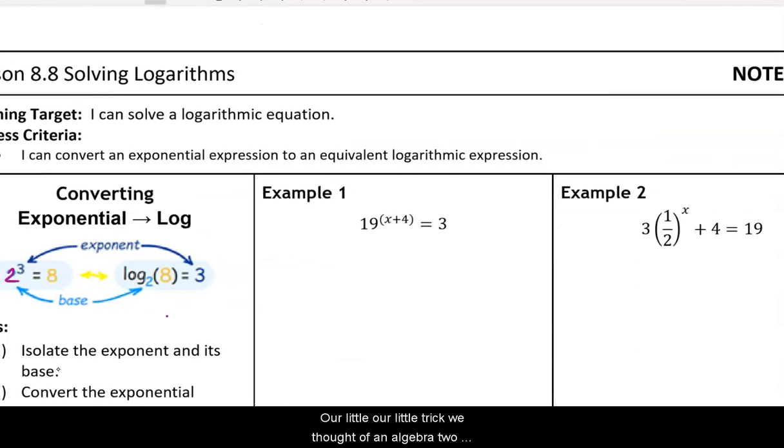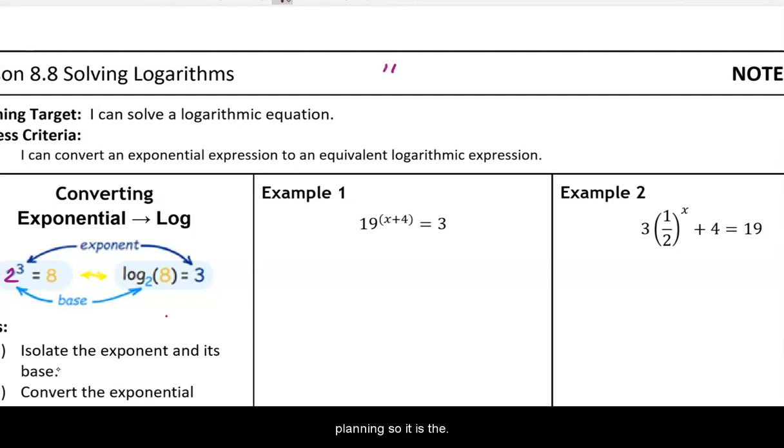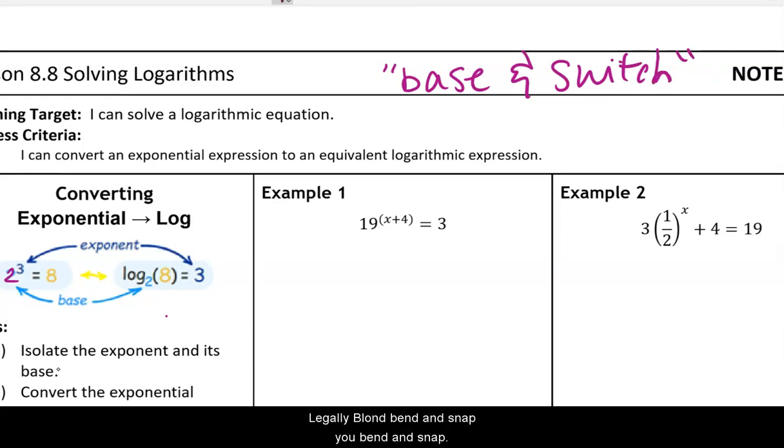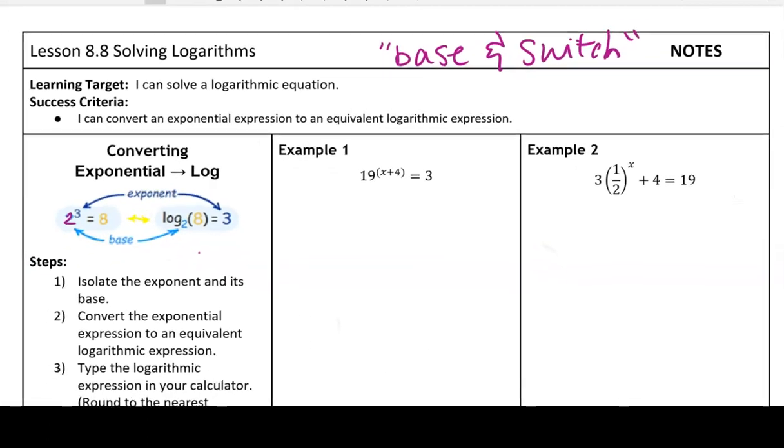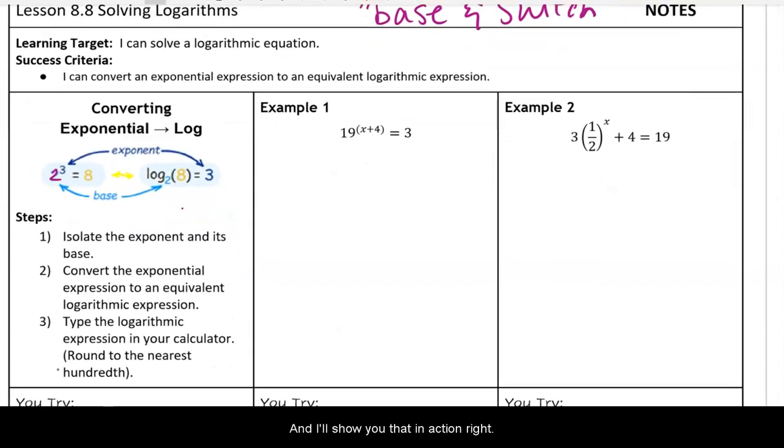This is our little trick we thought of in Algebra 2 planning. It is the base and switch. This is what we're going to be learning today, the base and switch. So kind of like the Legally Blonde bend and snap. You bend and snap, bend and snap. But instead of bending and snapping, we're going to be base and switch, base and switch. Okay, and I'll show you that in action right now.